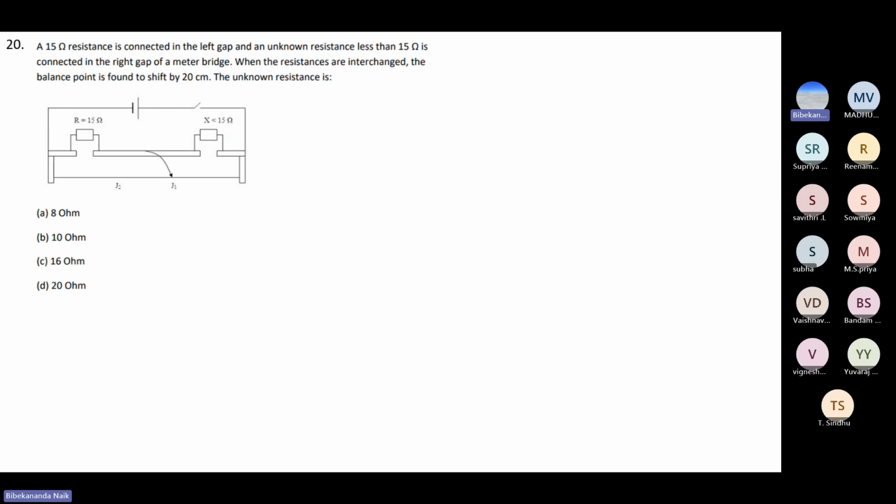So here there are two resistances. If you see here, there are two wires, here and here. A galvanometer is connected here. So we can see these are the two resistances. This is 15 ohm and this is X. So there are 2 points, it is J2 and it is J1. So we will apply the formula and we'll calculate what will be the value of the unknown resistance X. So please try to solve it and then we will discuss.